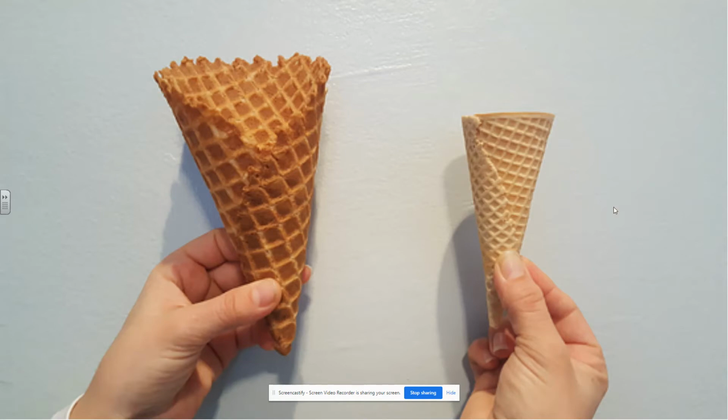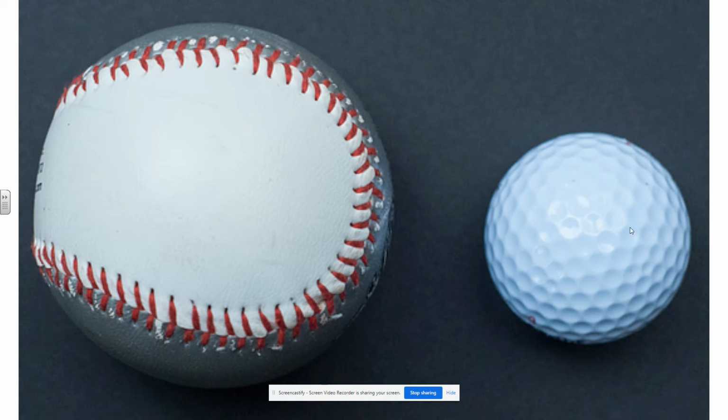Final figure, we've got a golf ball and a baseball right next to each other. The golf ball, if it were hollow, would hold about 2/10 of a cup of water. If the baseball were hollow, how much would that one hold?